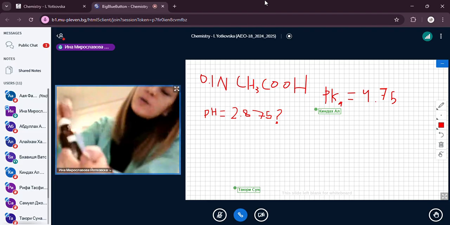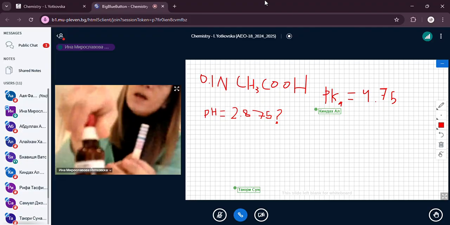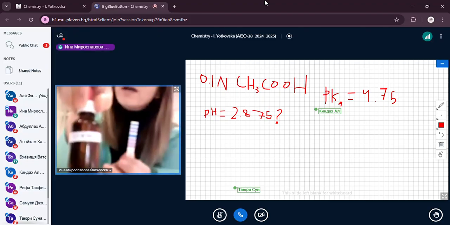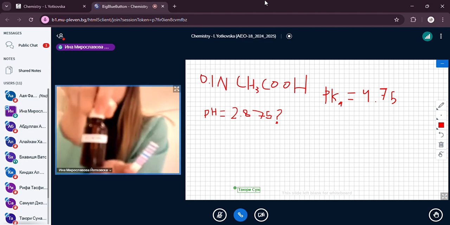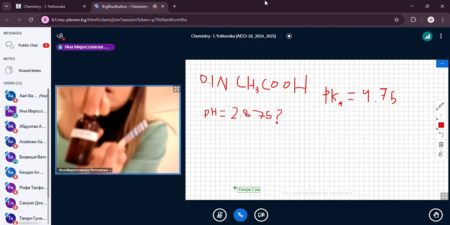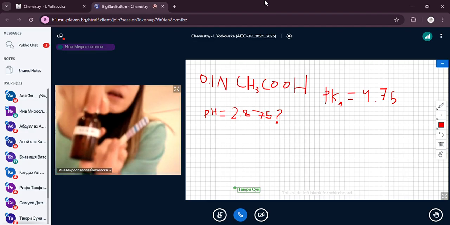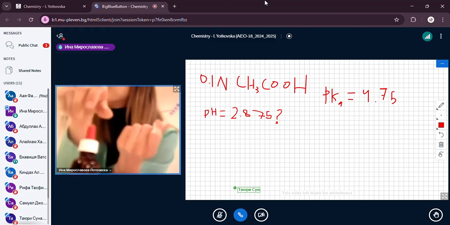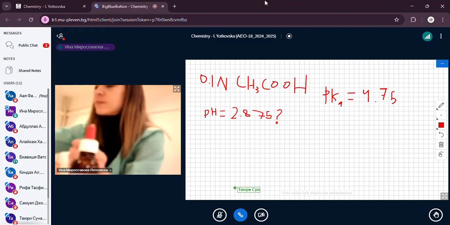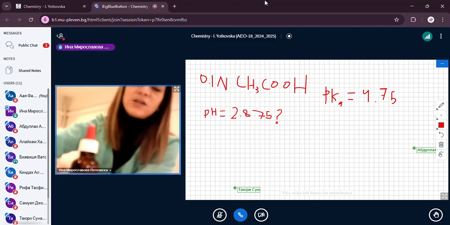Because let's calculate, to check which indicator shows the correct value. You have 0.1 normality ammonium solution. pKb is 4.76. Calculate the pH.